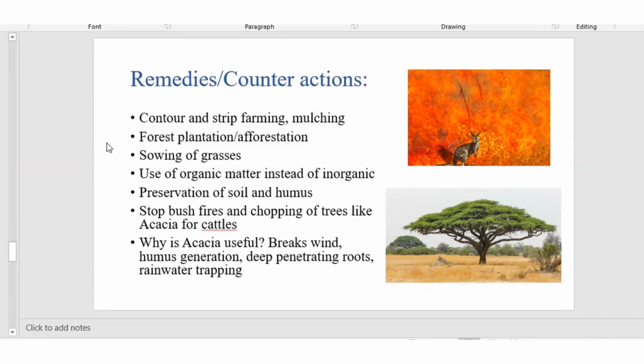Bahut zyada to nahi ho raha na, bachcho upar se to nahi ja raha na, samajh aa raha hai jo main padha rahi hu? Yes ma'am. Theek hai. Yes, kuch nahi samajh aaye to please beech mein rok ke puch lena.